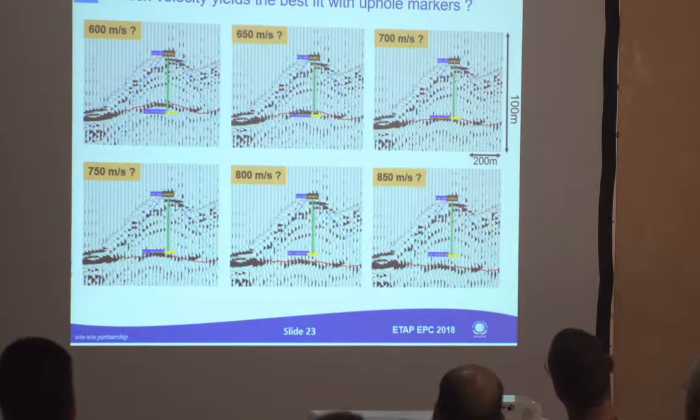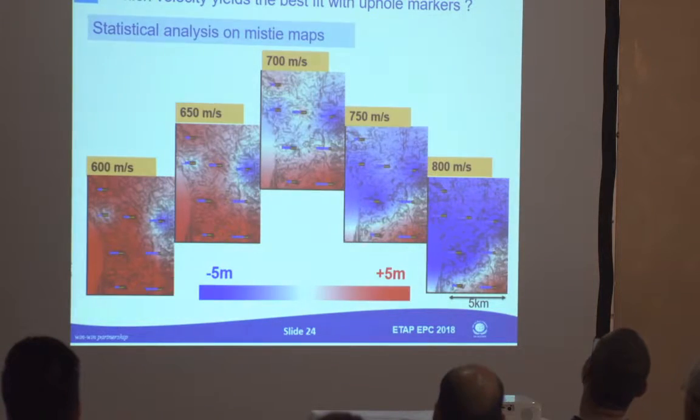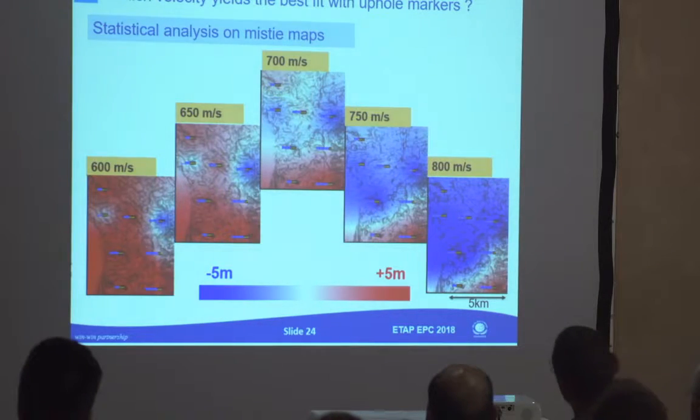And we can do that for every Hubble location. And from the Hubble locations, we can display what we call, in a classical depth imaging approach, a mistie map for the different velocity scenarios. And here, the 700 meters per second velocity is a velocity that minimizes the misfits. So we can say that's the most appropriate velocity.